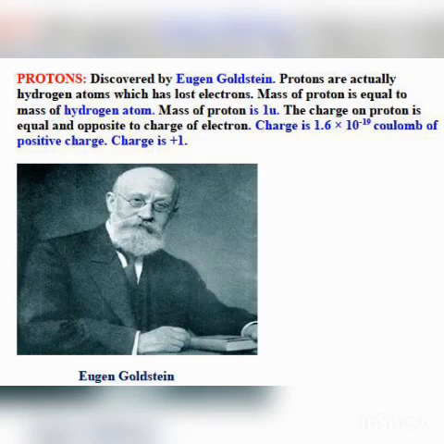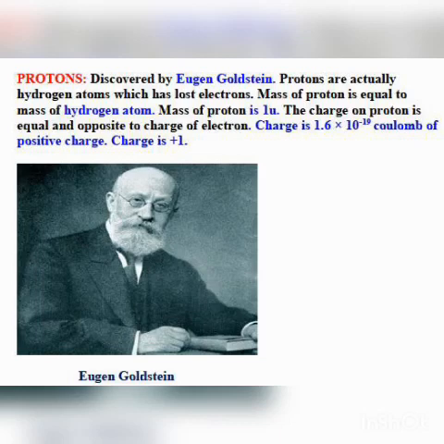Now what is a proton? Proton is actually similar to hydrogen atom which does not have electrons, or which has lost electrons. In hydrogen atom, neutron is not present. Understood? So protons are the hydrogen atom which has lost electrons, and hydrogen does not contain neutrons. So protons are exactly similar to hydrogen atom. Mass of proton is equal to the mass of hydrogen atom, and mass of proton is 1 unit because mass of hydrogen is also 1 unit.